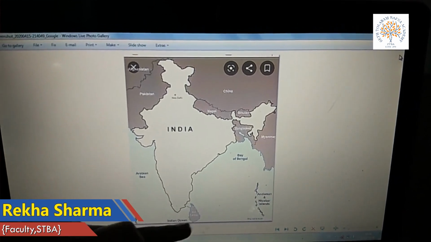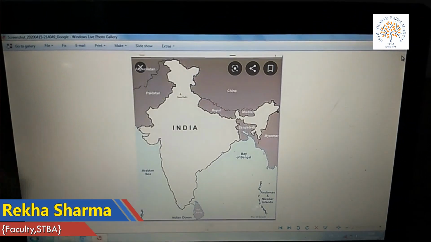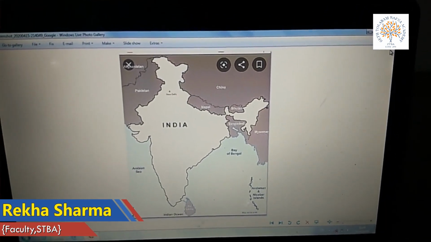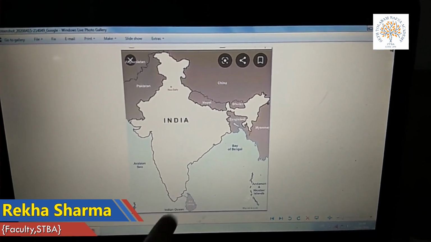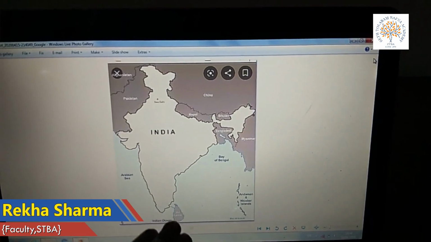And here you can see at the bottom Sri Lanka. It does not share a land boundary with India, but it is separated by the Palk Strait. That smallest line you can see is the Palk Strait, which separates India from Sri Lanka.